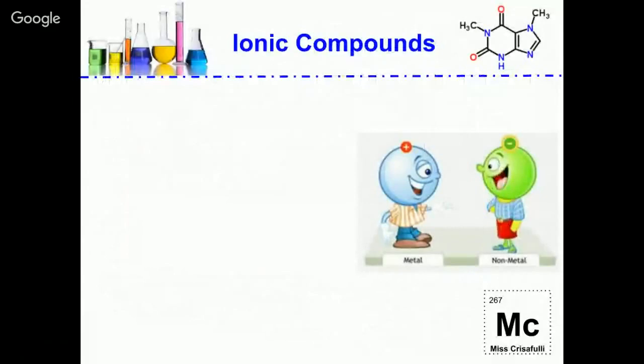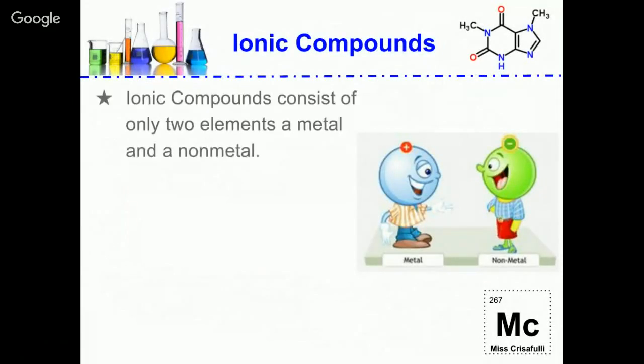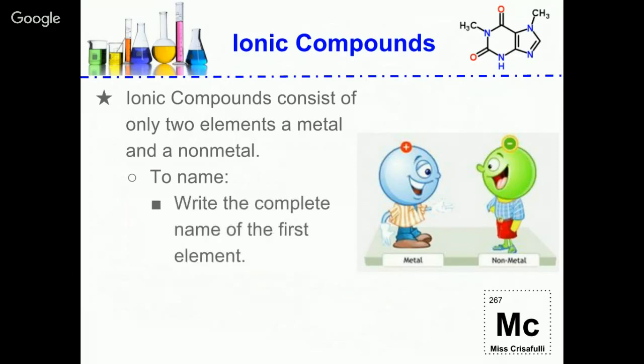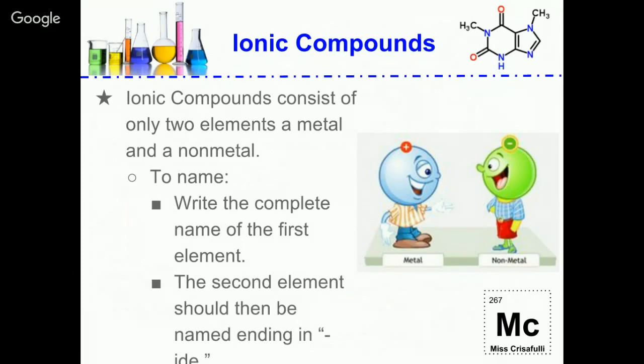Now, ionic compounds and covalent compounds are named differently. So ionic compounds, remember, consist of two elements. One has to be a metal and one has to be a nonmetal. So to name those, you're going to write the complete name of the first element first, and then you're going to write the second element, and the ending should be -ide.